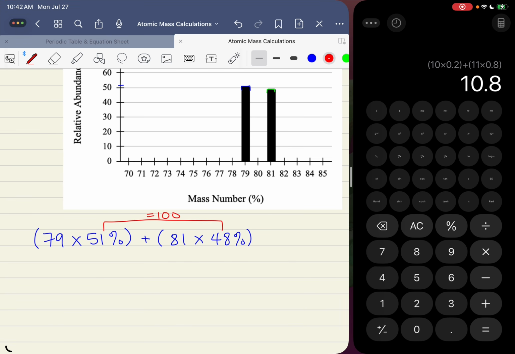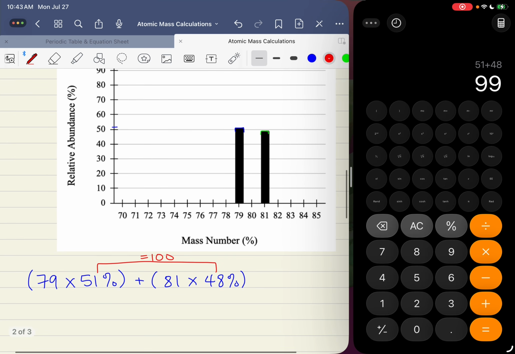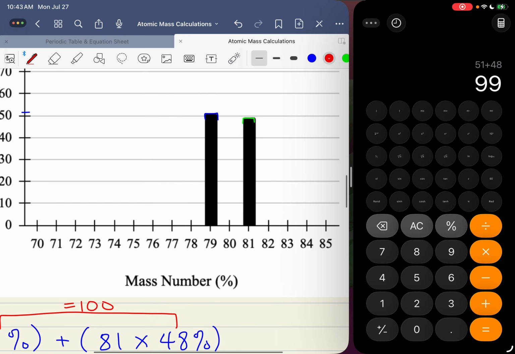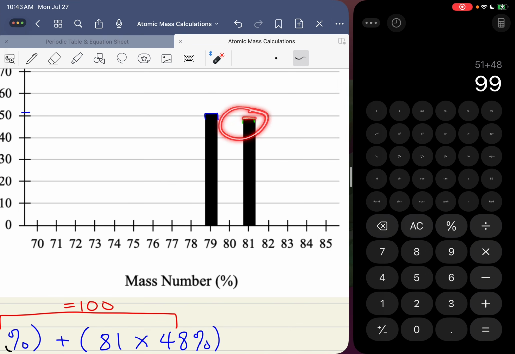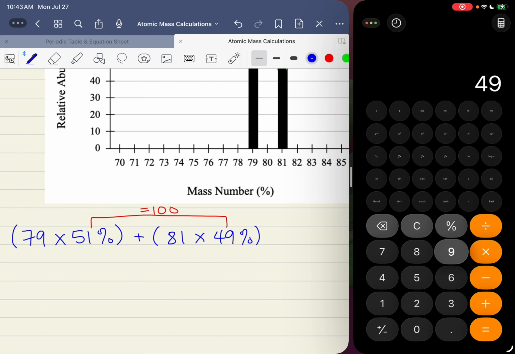So I'm going to do a quick check and make sure that those add up to 100 before I move on. So I have 51% plus 48%. Ooh, that's not correct. That's not 100%, so I need to fix something. Maybe this one right here is actually 49%. So let me change that to 49%. So now if I do 49 plus 51, there we go, and I'm at 100%. So my percentages are good.